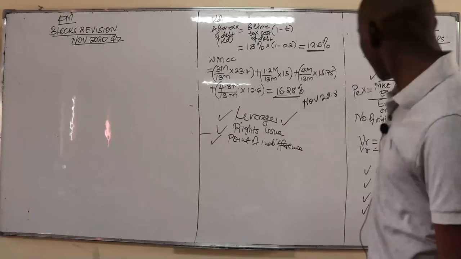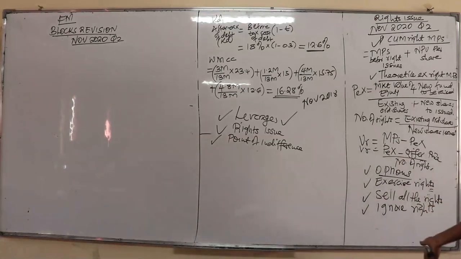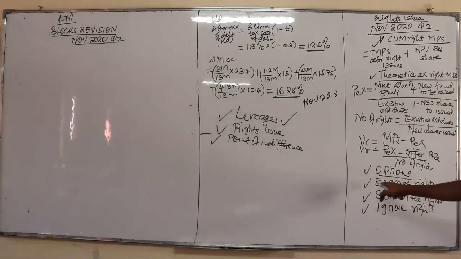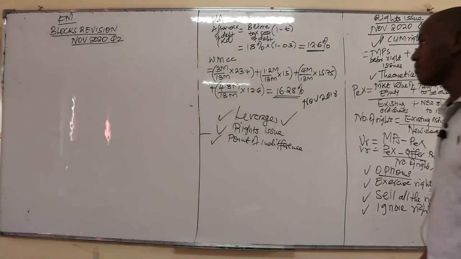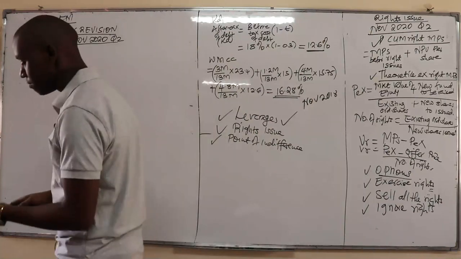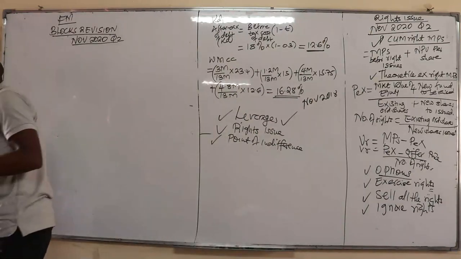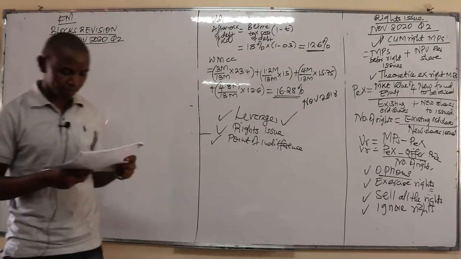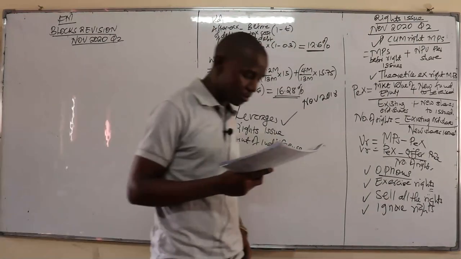So the question that you will be asked is just to determine the value of wealth of an investor who will have to decide, because these are the options that they have to undertake during the rights issue. So you will have to determine the value of the wealth of the investor if he either decides to exercise the rights, sell all the rights, or ignore the rights issue. That is how you will have to do it in that regard. So we can do that question of November 2020, so that we may understand what we mean in that regard.